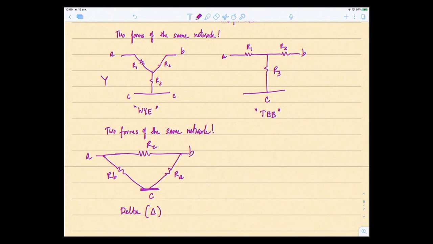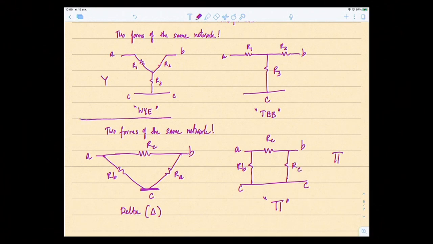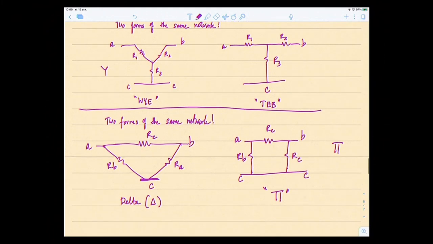Another configuration that is the same is called the pi. See, it looks like the pi, like this. So this is the pi configuration. Terminal A, terminal B, and terminal C. Opposite to terminal C is RC, opposite of B is RB, and opposite A is RA. So these two are the same. Now we're going to learn how to convert from one to the other, simply said, Y to delta and delta to Y.